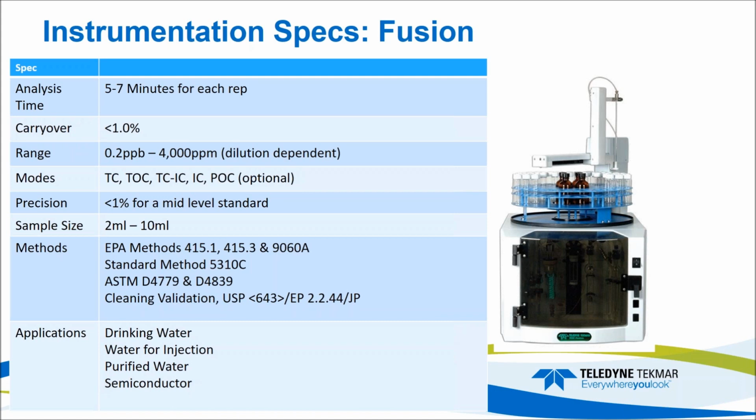The precision is very precise. It's less than 1% for a mid-level standard, and you can play around with the sample size from 2 to 10 mils when you're developing a method. You would want to use a larger sample size for lower level TOC. So if you're using a 9 or 10 mil method, this is very low analysis, like drinking water, pharmaceutical water, that kind of thing.